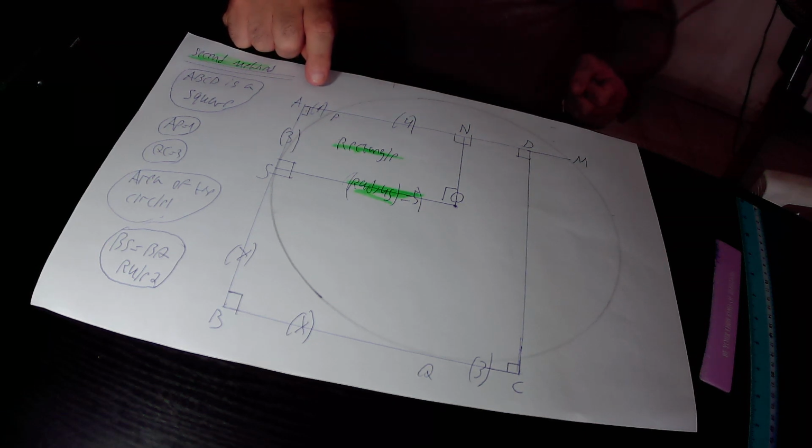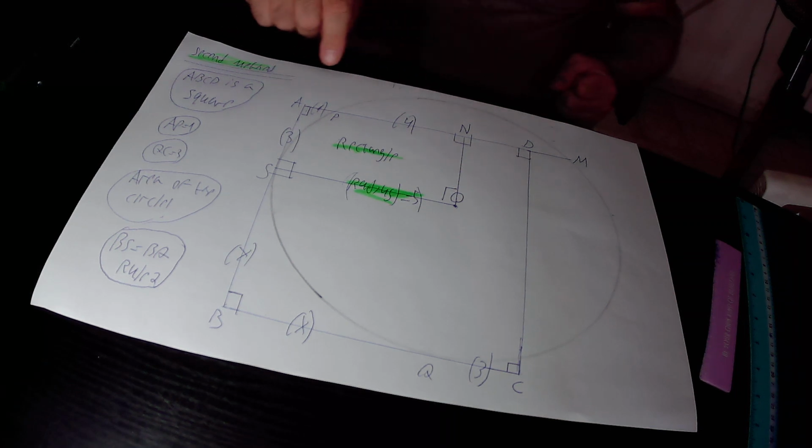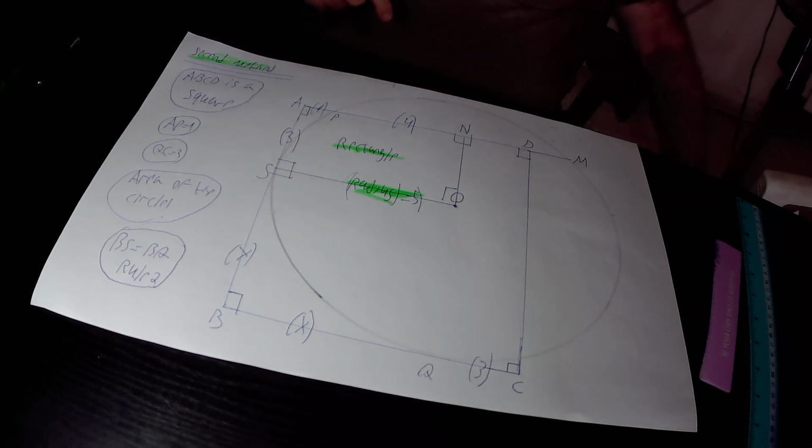So all the requirements of rule 10 are satisfied, and therefore we can implement rule 10. According to rule 10, the following equation is true: AS squared equals AP times AM.